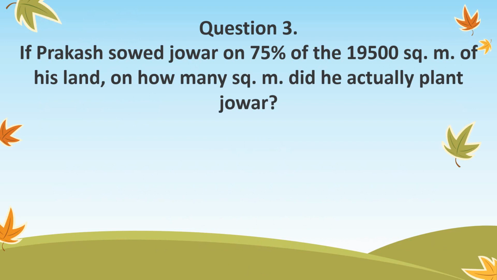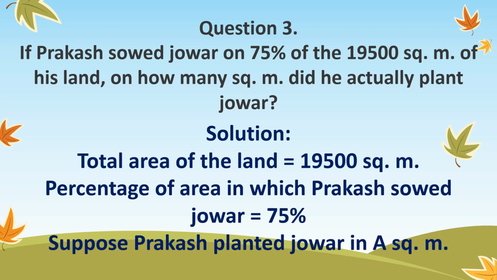Question number 3. If Prakash sowed Jawar on 75% of the 19,500 square meter of his land, on how many square meter did he actually plant Jawar? So let's see the solution here. Total area of the land is equal to 19,500 square meter. Percentage of the area in which Prakash sowed Jawar is equal to 75%. Suppose Prakash planted Jawar in A square meter.